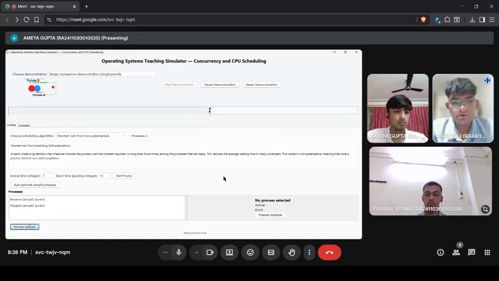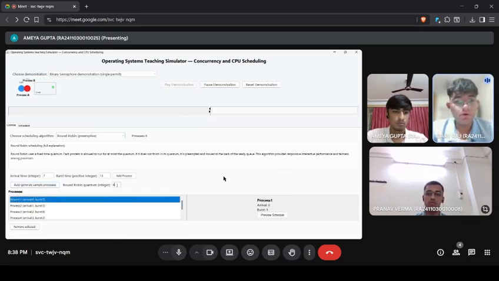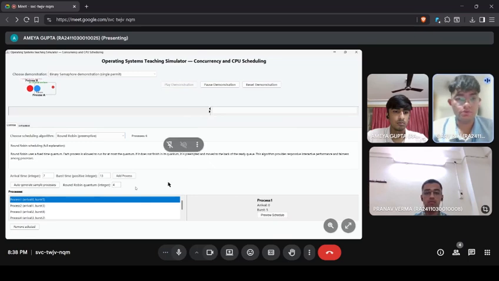I would like to explain about the round robin scheduling algorithm. The round robin scheduling algorithm consists of processes like every other algorithm, and it has an additional feature which is called the time quantum. Time quantum refers to the amount of time a process can run in the CPU.